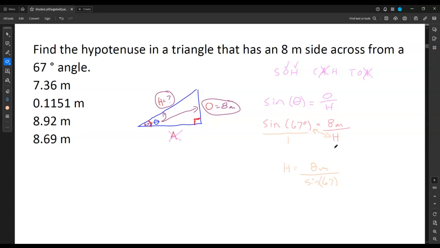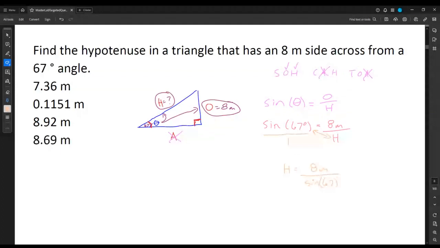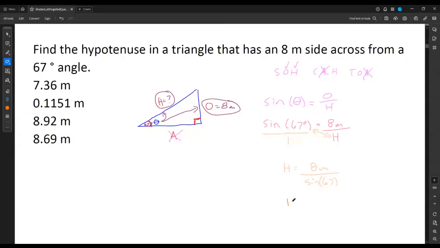Now, I have no idea what sine of 67 is. That's not something that I have the ability to find, and I assume you don't either. So we will use a calculator. We're going to leave the 8 meters alone because we understand what that part is for now. It's the sine of 67 that we're not sure about. So if we take sine of 67, on some calculators you can type that in order. On other calculators, sometimes you have to do the 67 first and then hit the sine button.